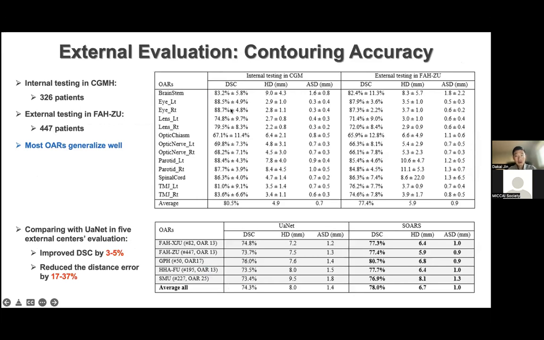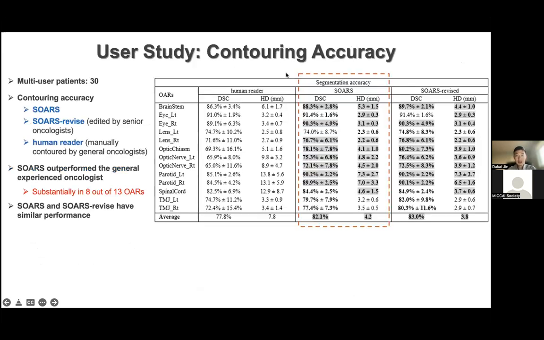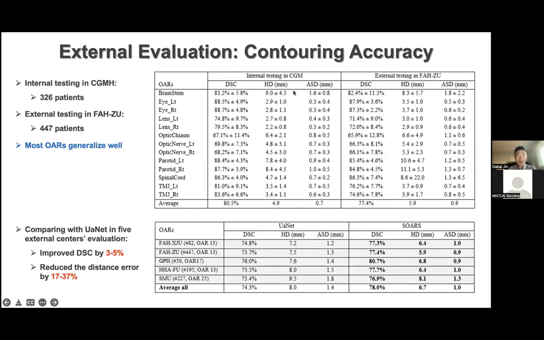So let's take a look at the segmentation performance when generalized to the external centers. Here are listed the 13 organ risks, both existing in the internal hospitals and one of the external hospitals. So here are the results. We see that although the DICE score overall has about a 3% decrease, actually for the surface distance and many of the organs, there is not an obvious performance drop.